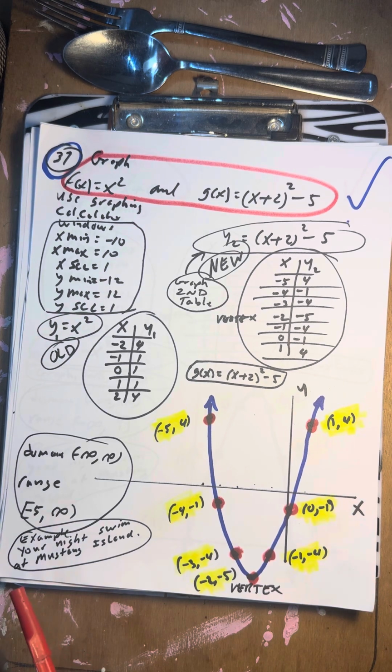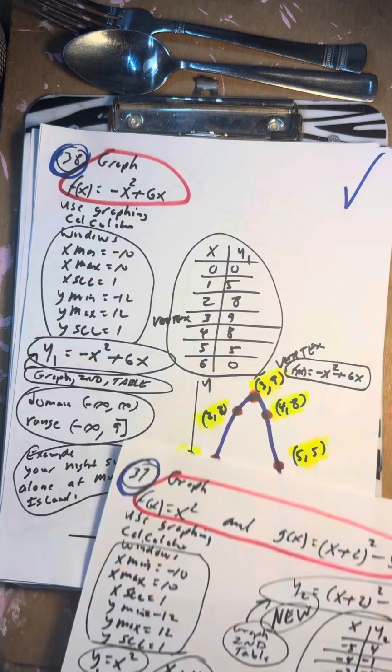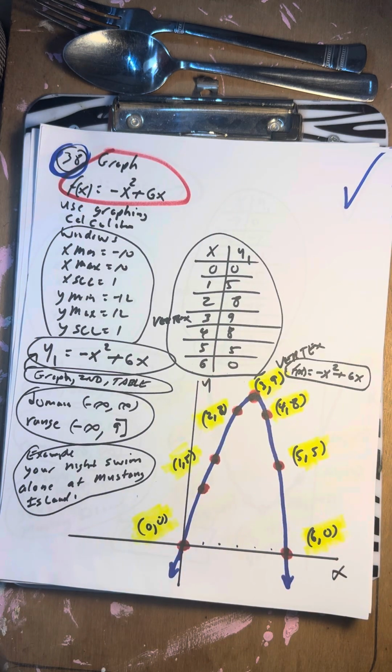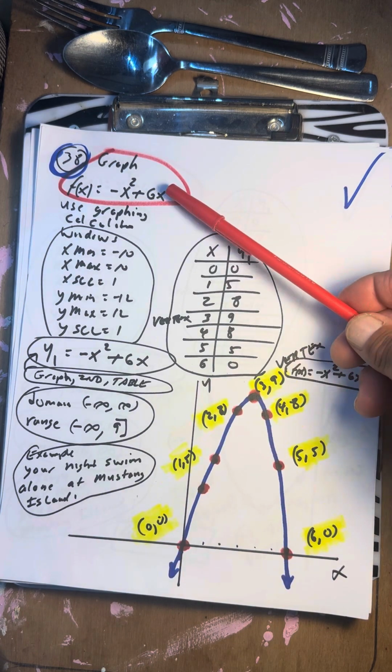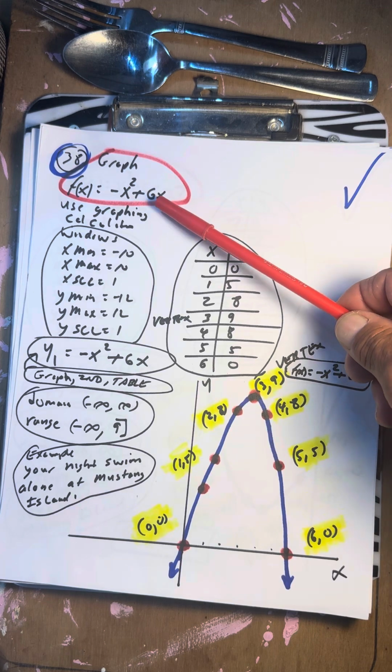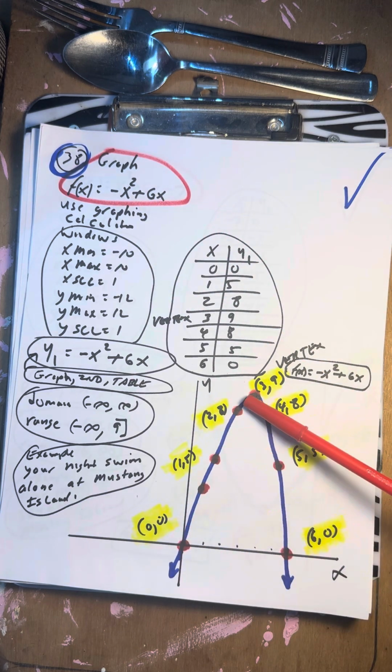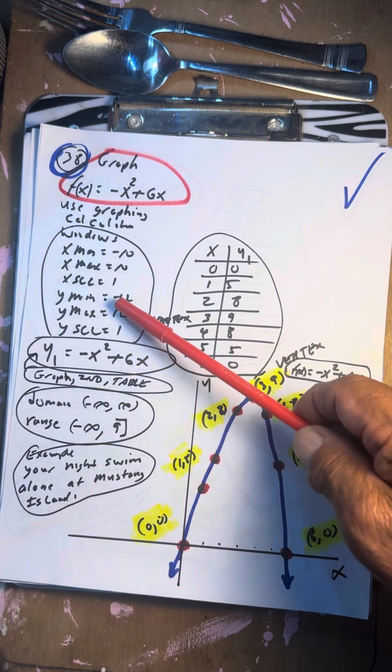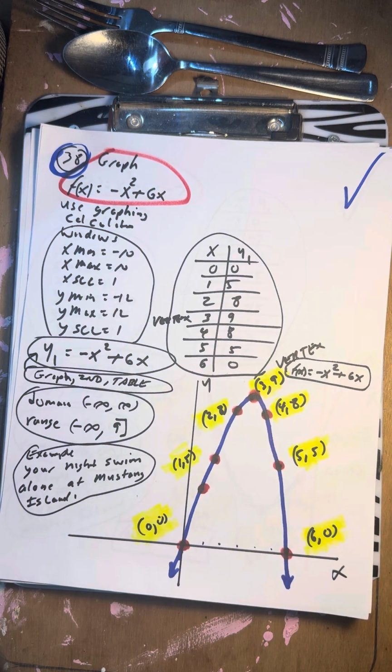Example, your night swim at Mustang Island. Out there, I was swimming in the ocean at night, of course. This one, same thing. Put this function in your calculator. Once you do that, you're going to get points just like those. So, put it in the calculator, and then you'll get the answer.